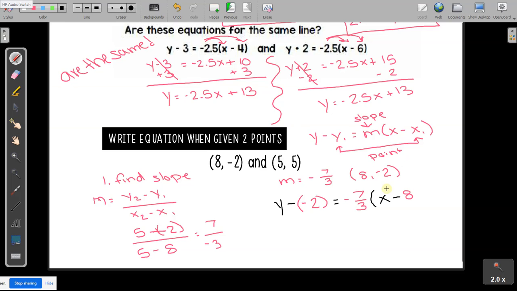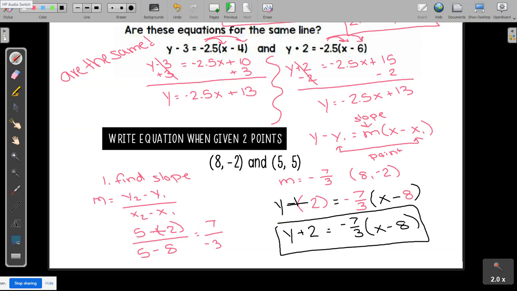So there is our equation, but it's not simplified. We have a minus a negative. That becomes a positive. So we have y plus 2 equaling negative 7/3 times x minus 8. And this is in our point slope form when we were given two separate points. So that is your lesson on point slope. Please reach out if you have any questions.